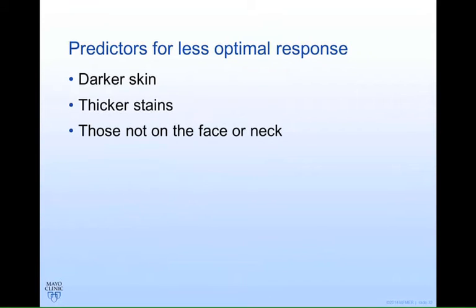Who's less likely to respond? When you have darker skin, you're a little bit less likely to respond. The thicker your stain, the less likely you are to respond. And those that are not on the face or the neck, unfortunately, tend to respond less. So it's pretty rare that I actually treat a stain on the trunk or extremities purely for cosmetic reasons. Usually we quote that we can hope to aim for up to 50% lightening on the trunk and the extremities, and anywhere from 50 to 90% on the face or the neck. And it really just depends on the person.